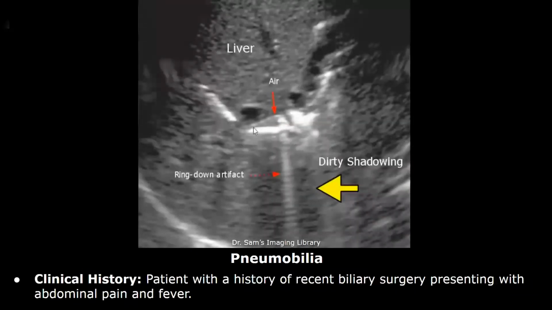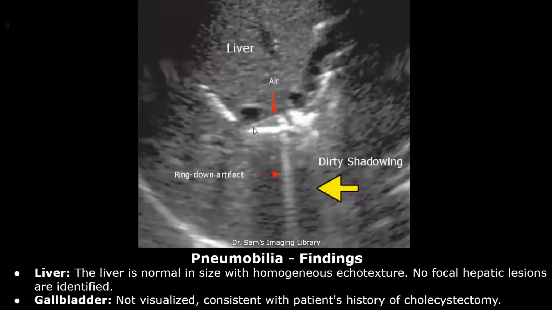This is a case of pneumobilia, which refers to air in the bile ducts. Clinical history: patient with a history of recent biliary surgery presenting with abdominal pain and fever. The liver is normal. The gallbladder is not visualized, consistent with patient's history of cholecystectomy. The gallbladder was removed.